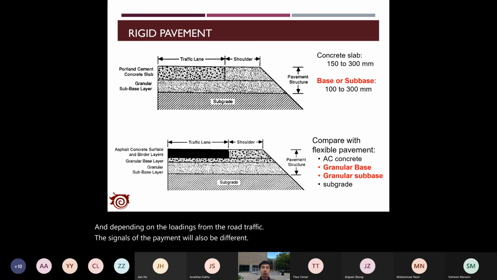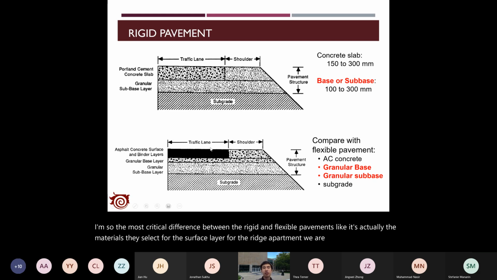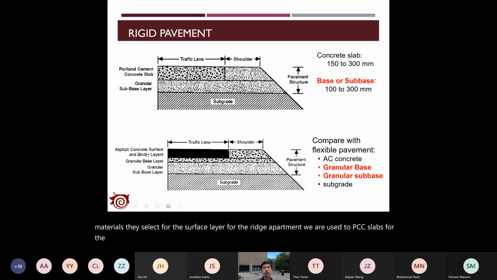So the most critical difference between the rigid and flexible pavements is the material they select for the surface layer. For the rigid pavement, we will use the PCC slabs. For the flexible pavement, we will use the asphalt concrete.